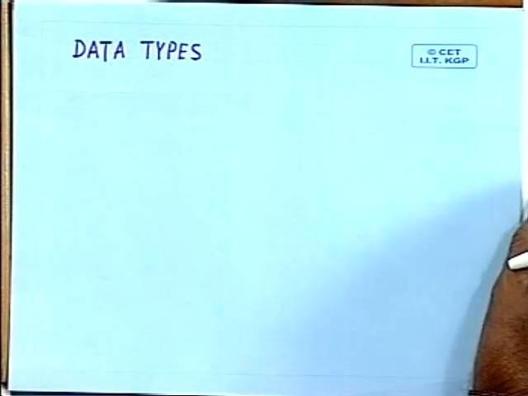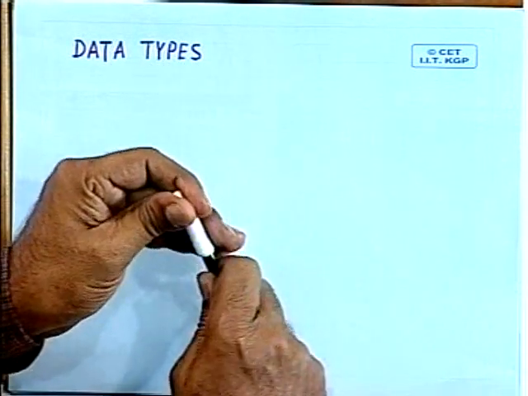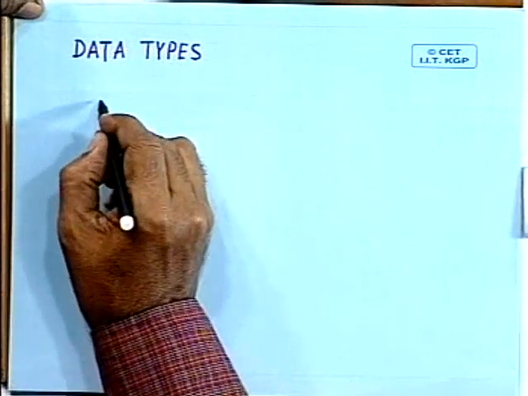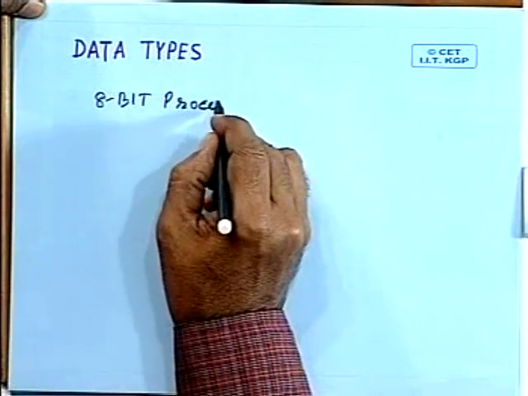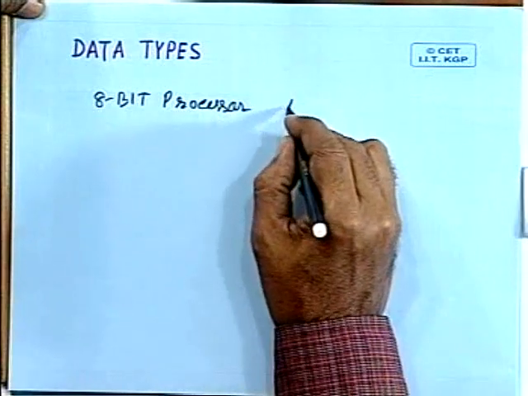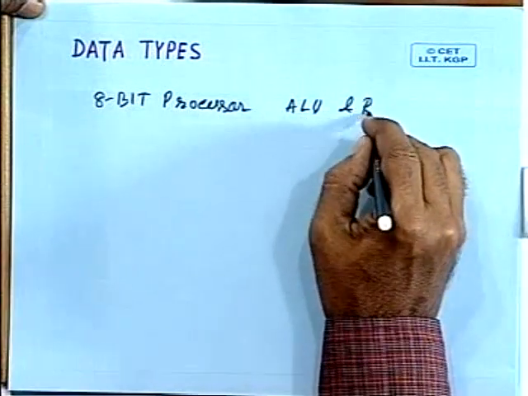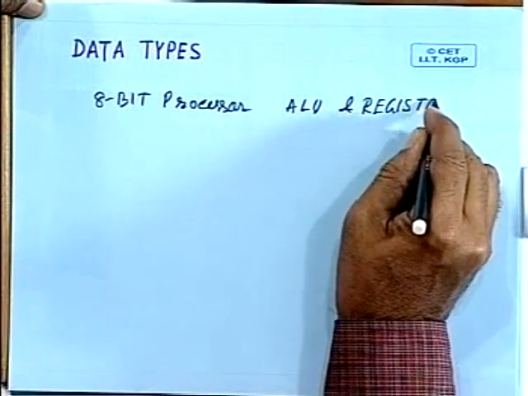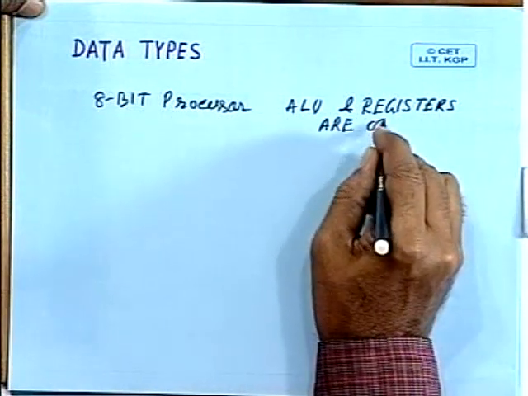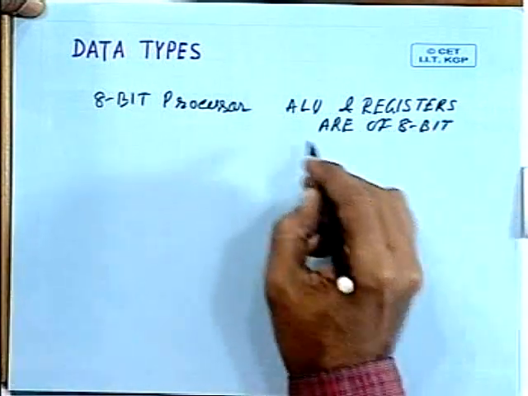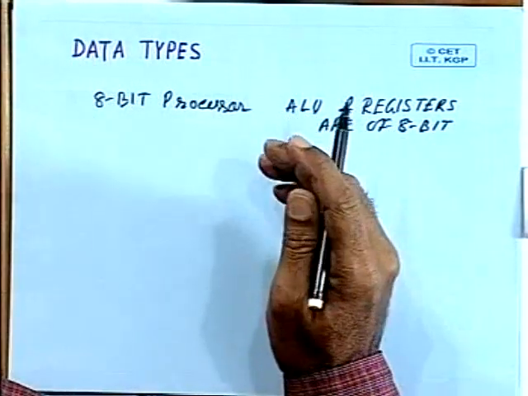The first important parameter is the data types that are supported by the processor of the 8051. As you know, the 8051 is inherently an 8-bit processor. Since it is an 8-bit processor, obviously the ALU and the registers are of 8-bit. And since the ALU is of 8-bit, it can perform all the arithmetic and logical operations on 8-bit data.